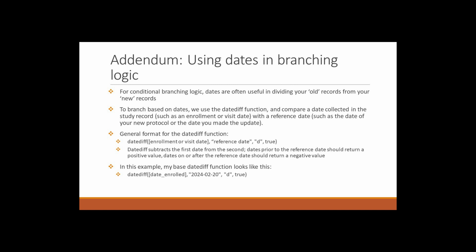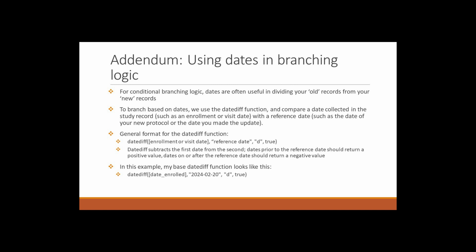So again, the idea is that you're choosing a date that helps you divide your old records from your new records. So you want a date that is going to be recorded for each participant, such as an enrollment date or visit date. And then you're comparing it to a reference date, such as the date of your new protocol or the date that you made the update.